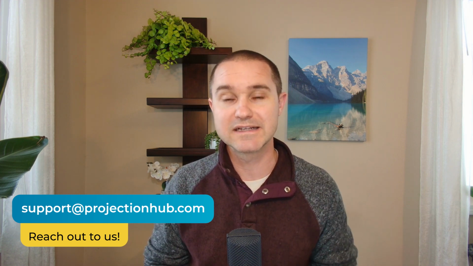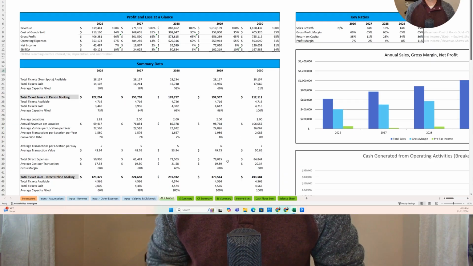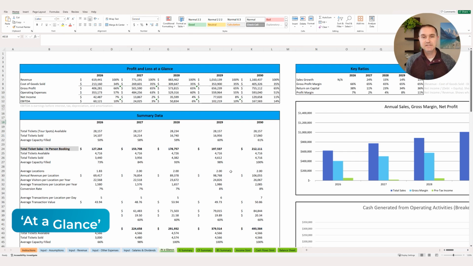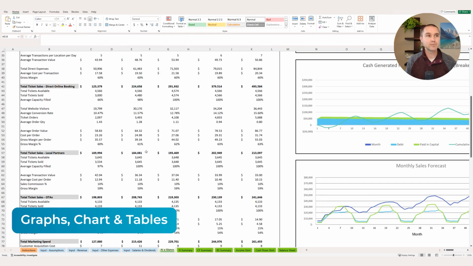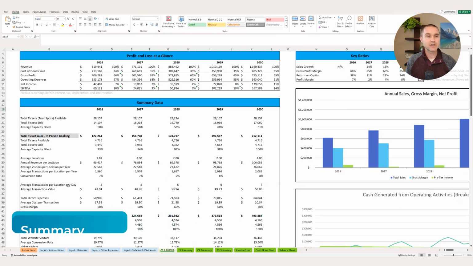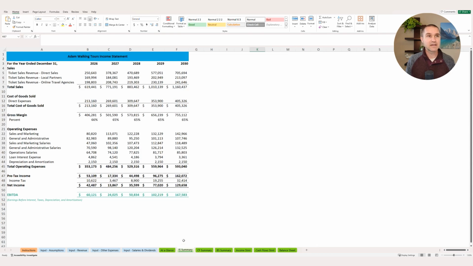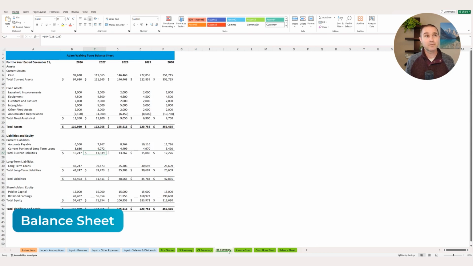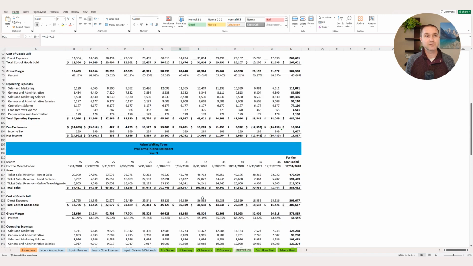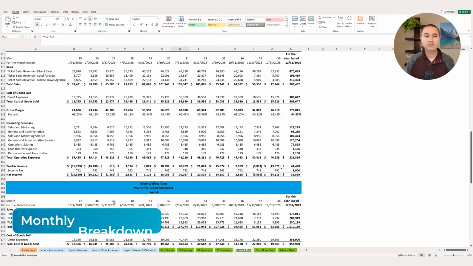Okay, with that, I'm going to dive into how this template works. We're going to start here on the At a Glance tab, and this is kind of the end of the process. After you fill everything out, you're going to get a number of graphs, charts, tables, and key performance metrics here in the summary data section. You can pull this into a business plan or pitch deck. You're also going to get a 5-year income statement summary, 5-year cash flow summary, a 5-year balance sheet, and then the income statement, cash flow, and balance sheet all broken down by month for each of the 5 years.